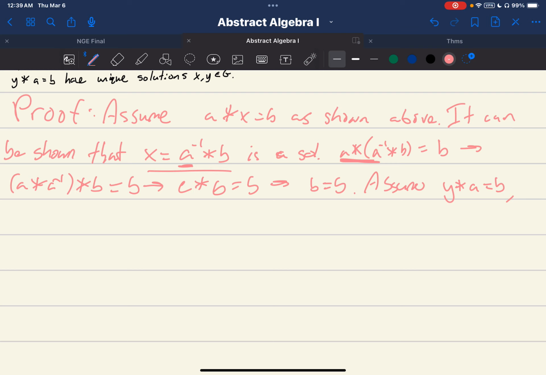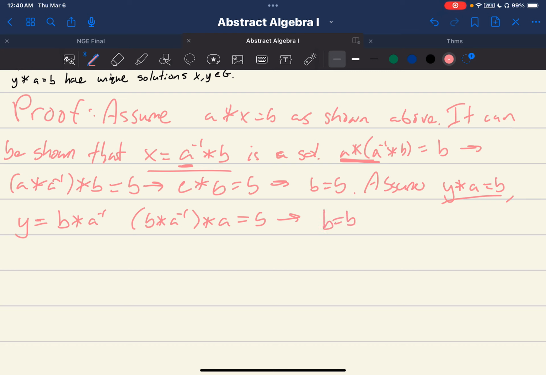Because y in this case is the opposite of that, y will equal b star A inverse, because now when I plug that into this equation right here, I'm going to get where my A inverse and my A line up. So let's go ahead and do that. We'll have b star A inverse star A equals b. And I'm sure you can see how this will eventually get me to b equals b.